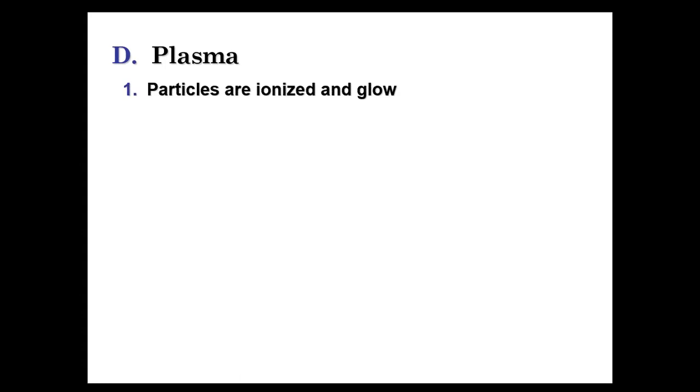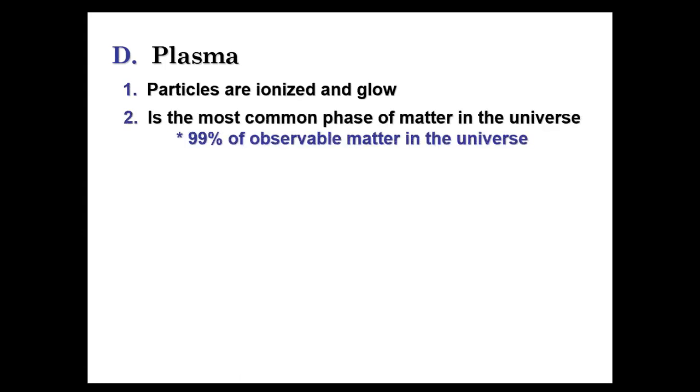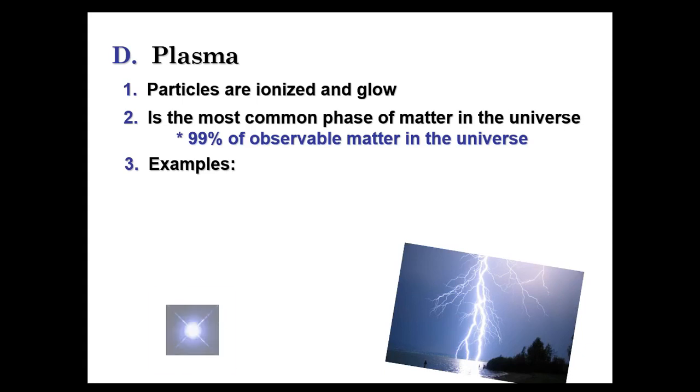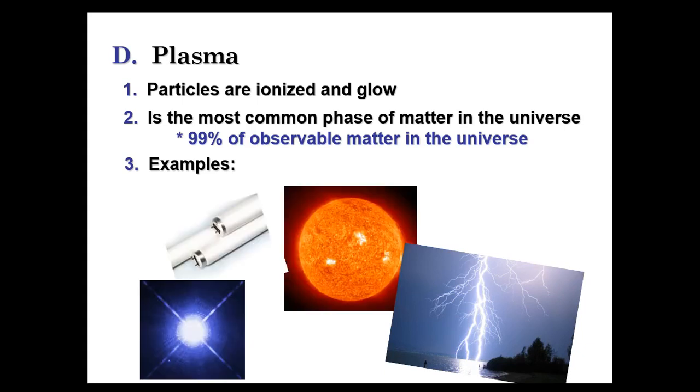Okay, and then we talk about plasma. The particles are ionized and they glow. This is actually the most common state of matter because 99% of the universe is plasma. Some examples of plasma are in some fluorescent bulbs, in the sun, in lightning, and so on.